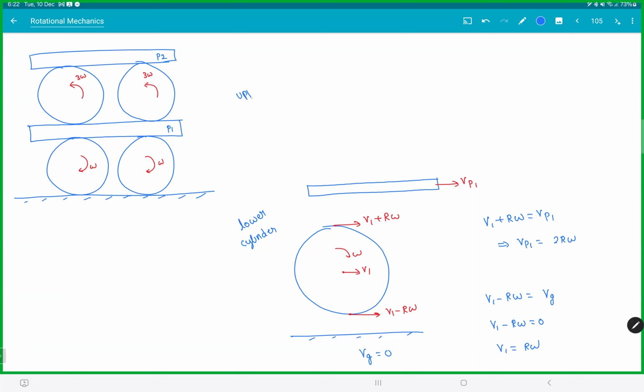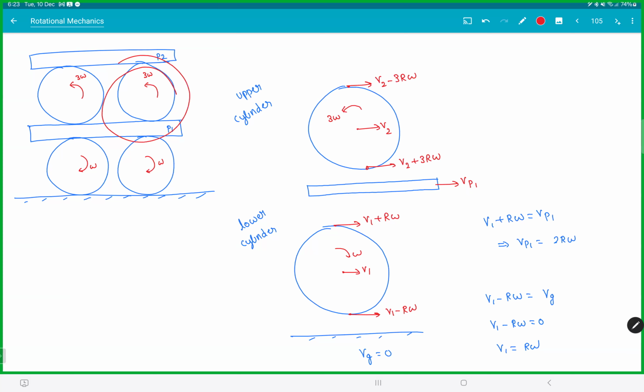Then when you take the upper cylinder, again, I'll assume it is going forward with V2, but be careful. This time omega is backward. That means this point will have a velocity V2 plus 3R omega. I hope you have taken that into account and not blindly taken omega forward. And this point will have V2 minus 3R omega backward. You have to be careful which direction omega is in.